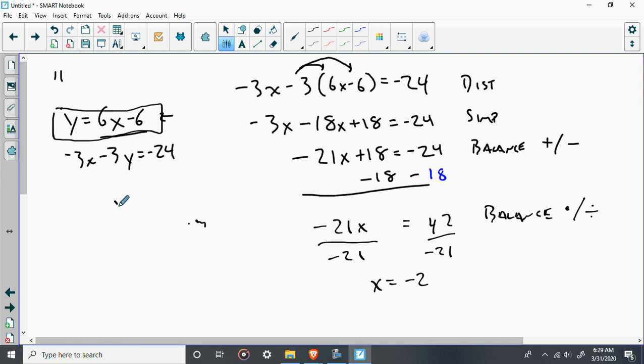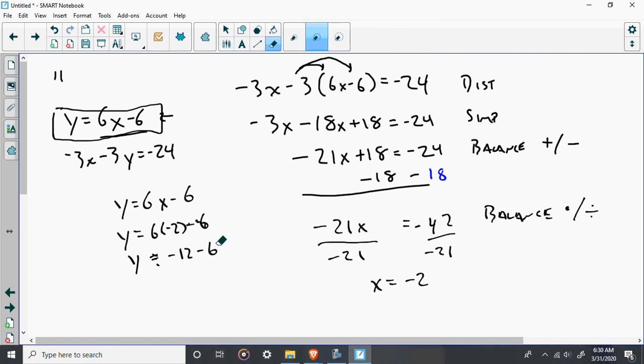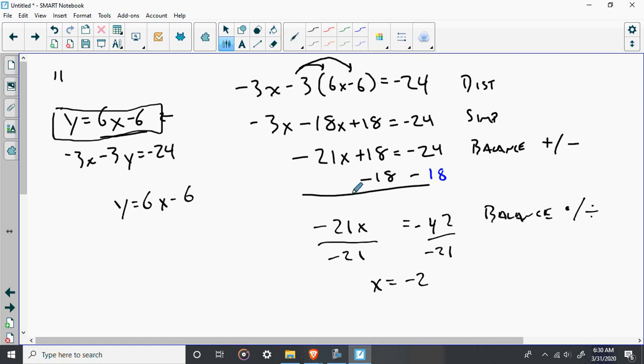Okay, so what are we going to do? We say y is equal to 6x minus 6. We're going to plug in negative 2. Well, 6 times negative 2 is going to be negative 12. Oops, I'm sorry, this was negative. My apologies. That seems like a big number. Quick time out. I made a mistake. Watch your signs. This was divided by negative 21. This was negative 42. So this should be a positive 2. My mistake.